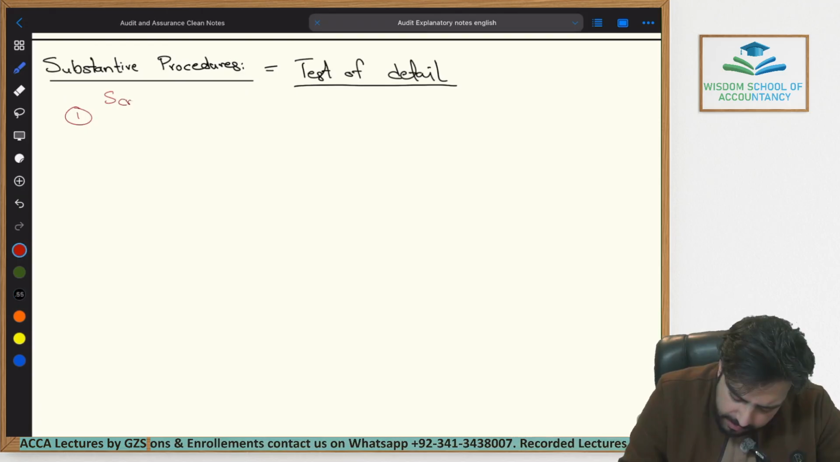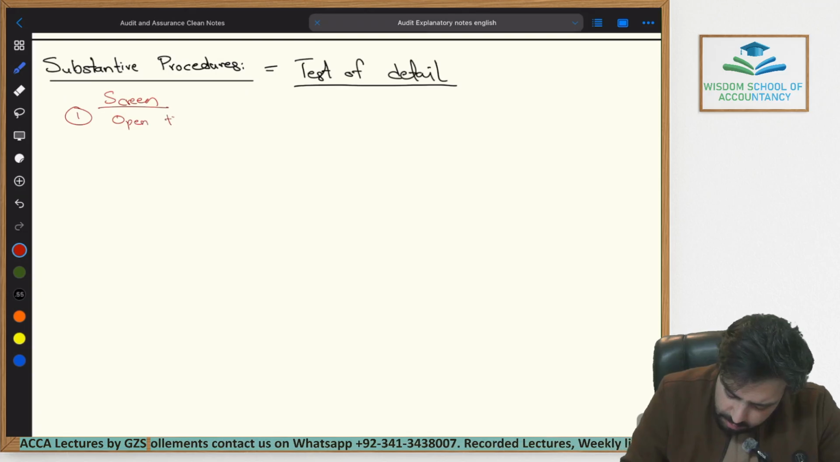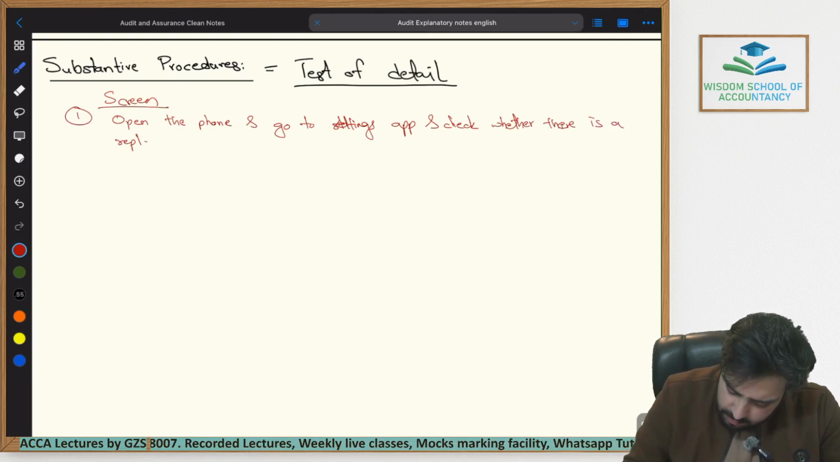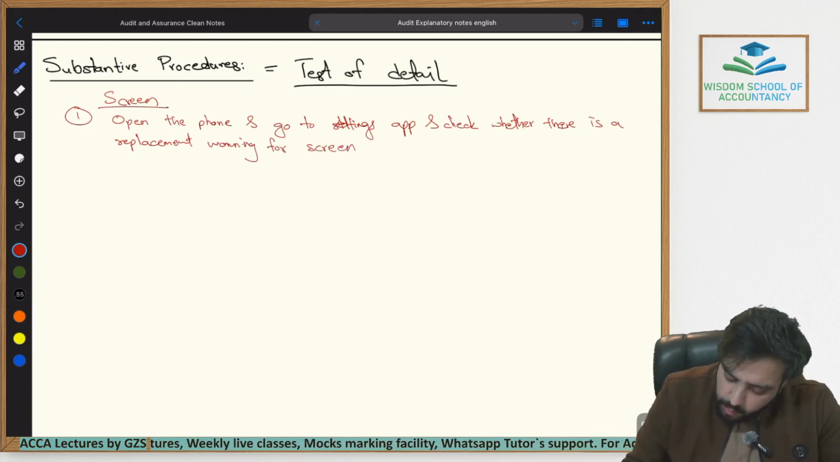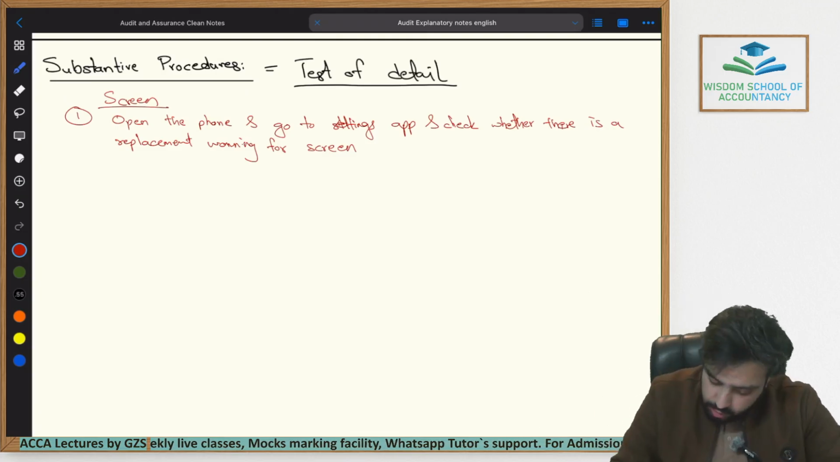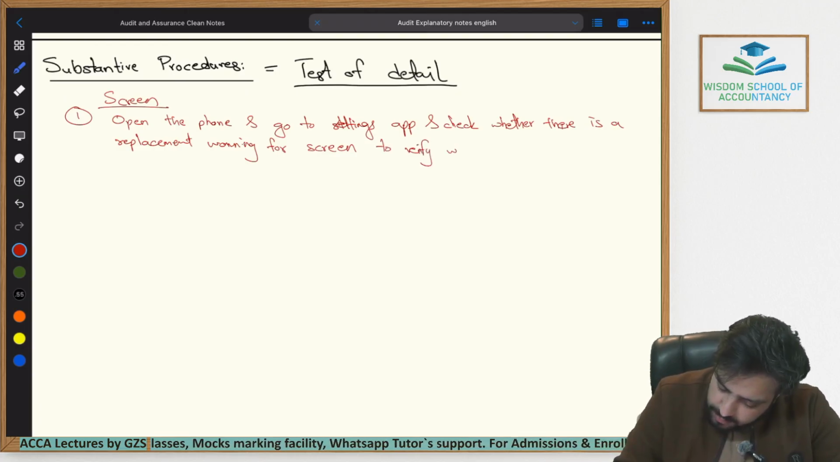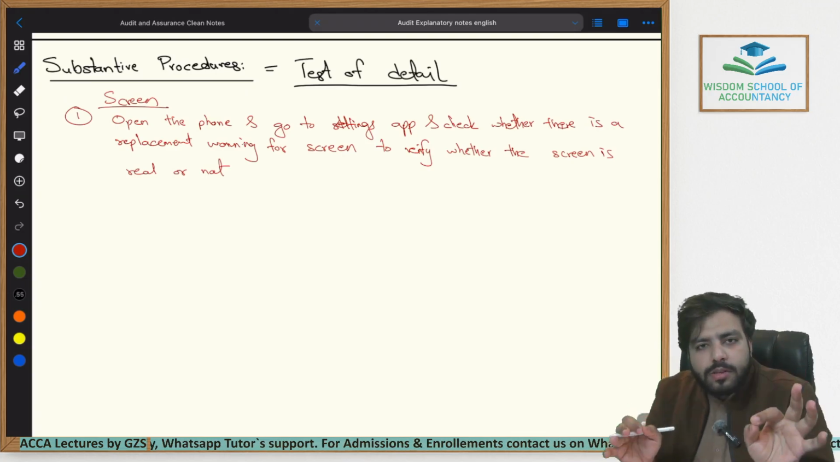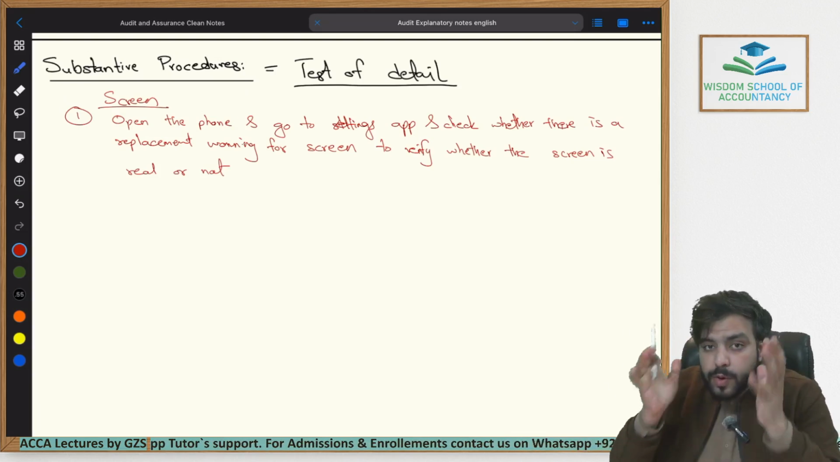So the first thing we did to verify the screen was to open the phone, go to the settings app and check whether there is a replacement warning for the screen. And what would this help you verify? This will help you verify whether the screen has been changed or not, to verify whether the screen is real or not. So basically, when you write down a substantive procedure, you have to explain every single detail of what you did to verify something.